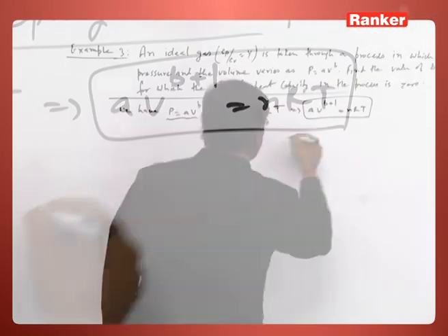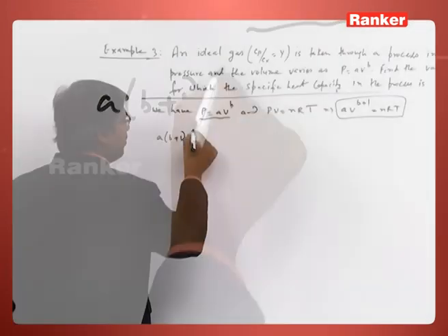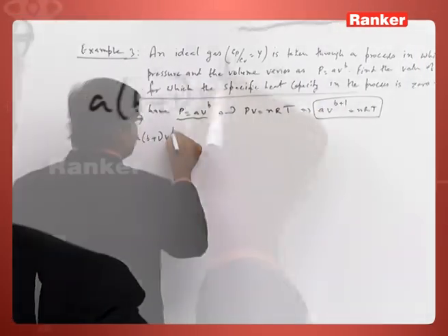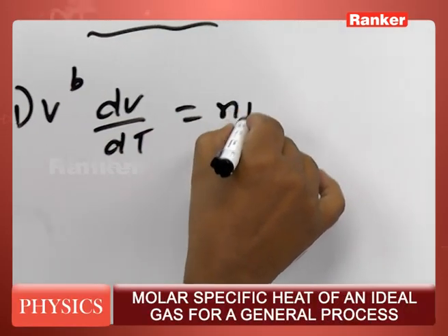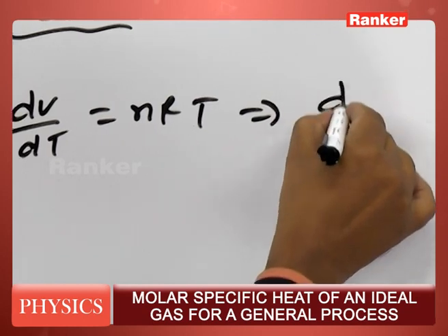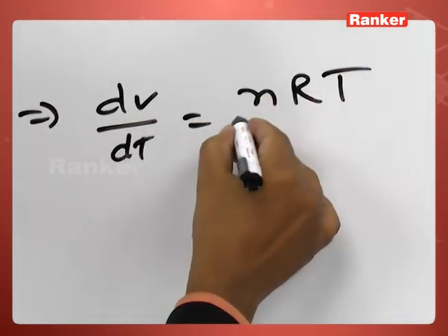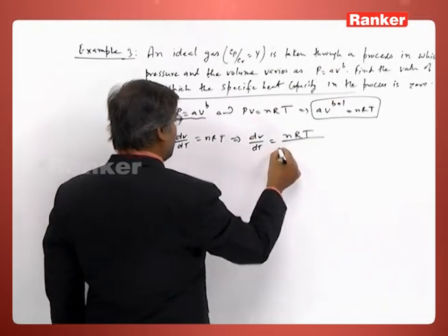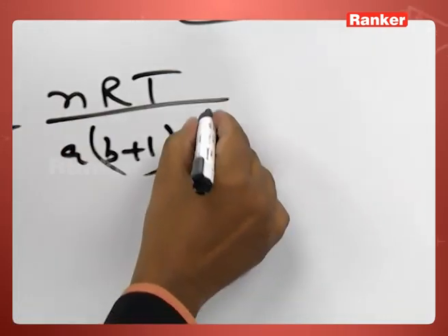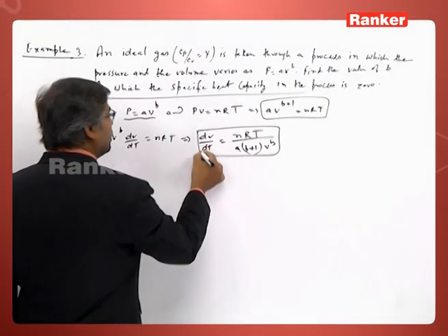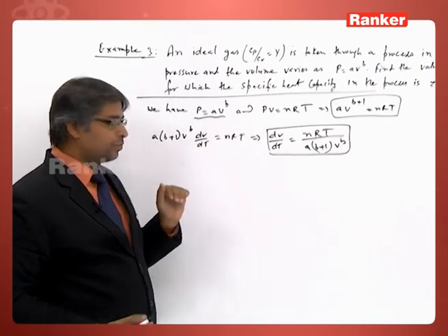Now we will differentiate this. A times B plus 1 times V to the power B dV by dT is equal to nR, which implies dV by dT is equal to nR upon A times B plus 1 times V to the power B. This is how V varies with T, dV by dT.